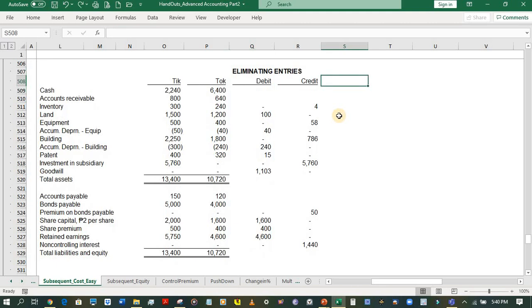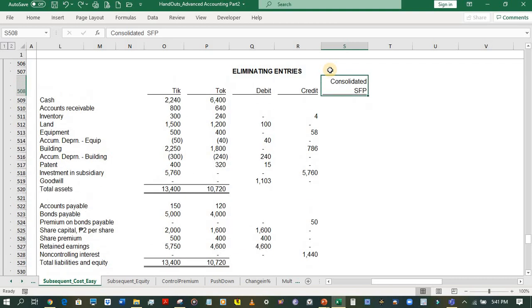So after we posted the eliminating entries, let's now prepare the consolidated statement of financial position. For the assets, since the asset accounts have normal balances, for cash, we will add 2,240 and 6,400. So that is 8,640, as well as for the accounts receivable. For the inventory, since the inventory for TIC is 300 and for TOC is 240, these are both debit balance. So this will be added and the 4 pesos must be deducted. So the inventory that will appear in the consolidated statement of financial position is 536.